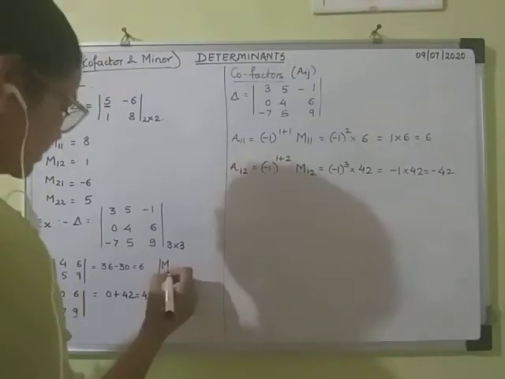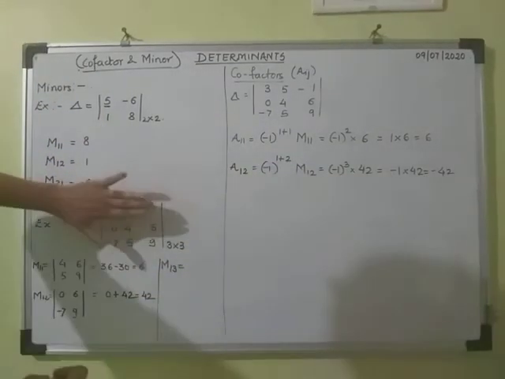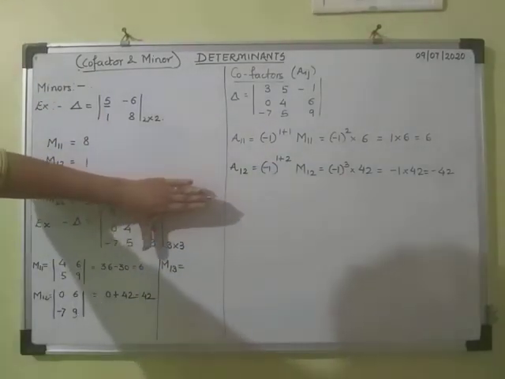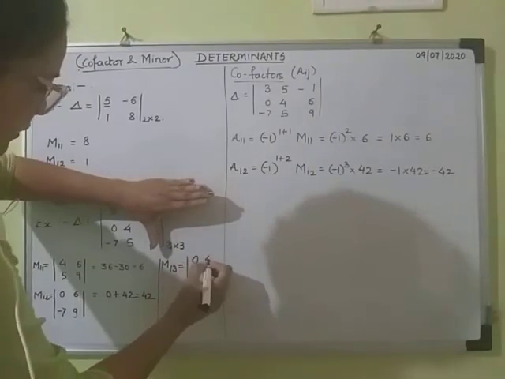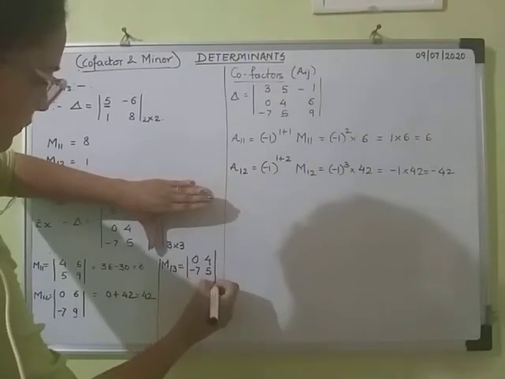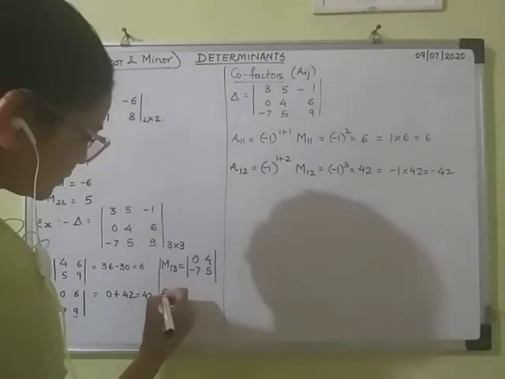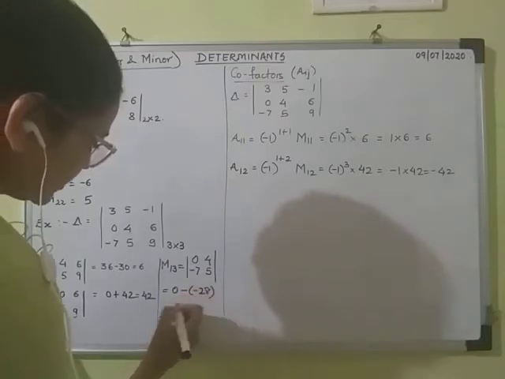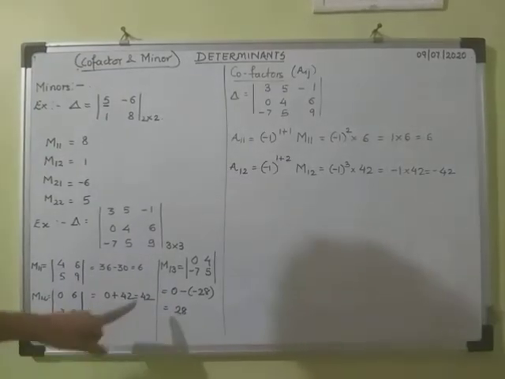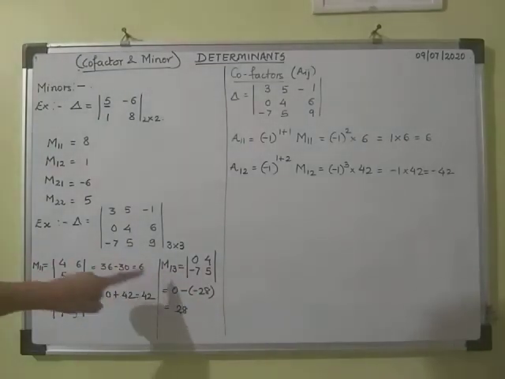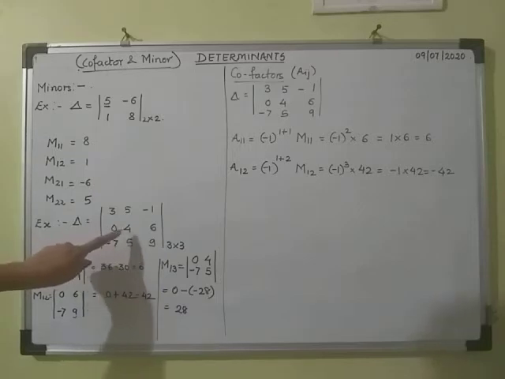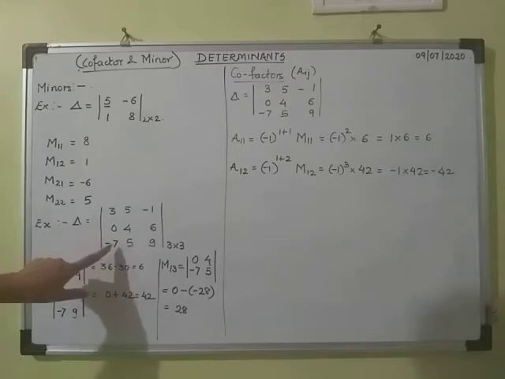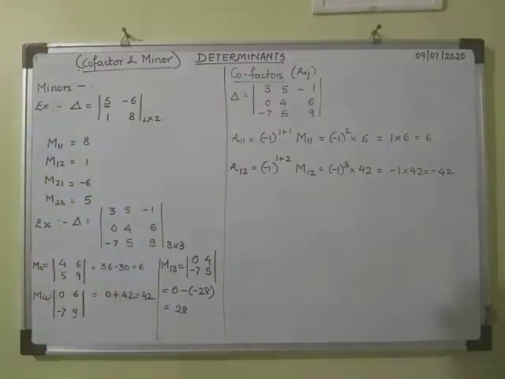This is M13, I will find it out. First row and third column, so whatever remains, write in determinant form. This is 0, 7 4s are 28, so minus 28, and with the sign, this is plus 28. So this is M13. In the same way you can find M21, M22, M23, M31, M32, M33. This is how we find out minors.